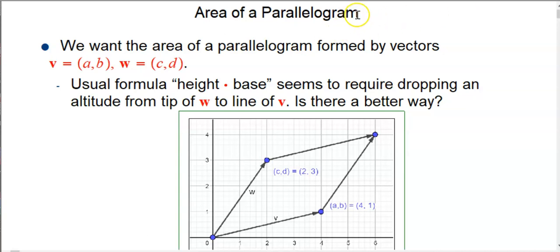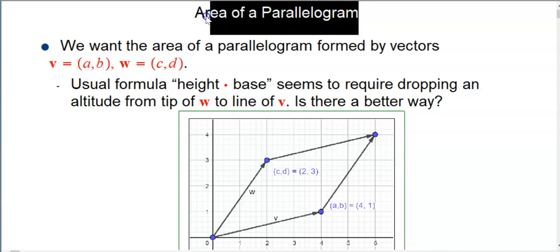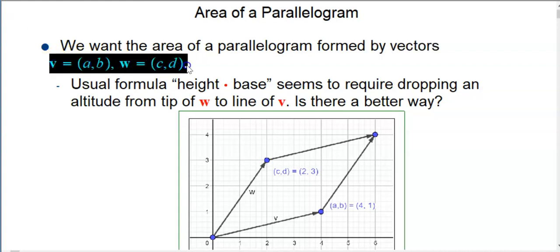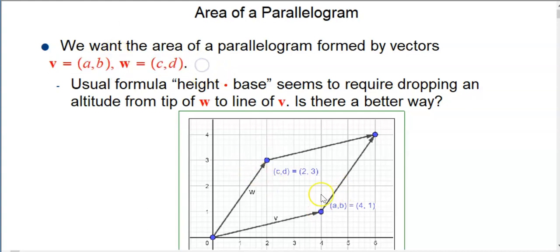This is something that, of course, we do in a basic geometry class, but pretty much never in terms of vector terminology. So specifically, we're in the world where everything is described by a vector, and we've got 2 vectors that are given in components. V here is AB in the picture. It's going to be 4, 1 for the example that we'll do. And W is CD. That's going to be 2, 3 in this example.